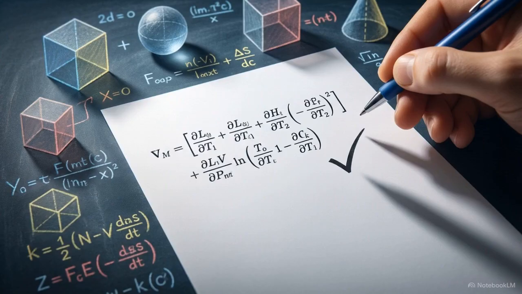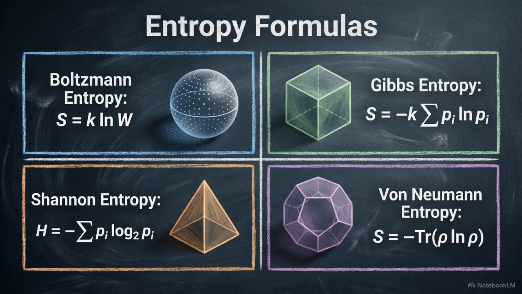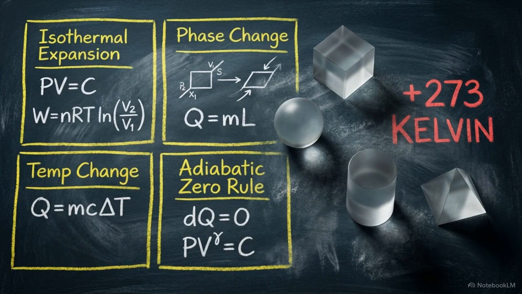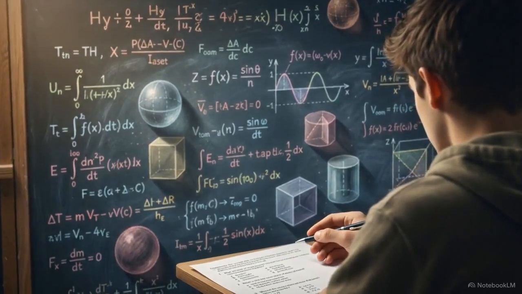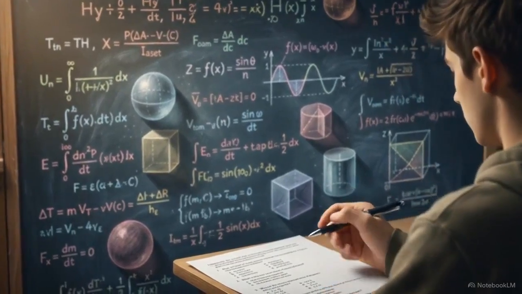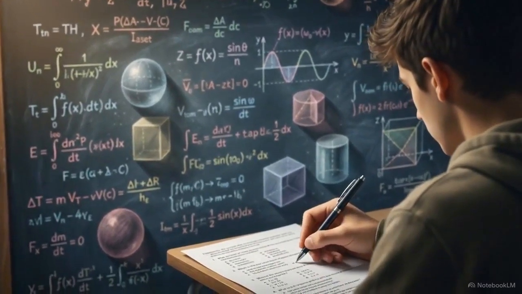You now have a complete framework for translating descriptive text into precise thermodynamic calculations. Refer to this summary for your final review. These 4 formulas and the Kelvin conversion rule cover the majority of entropy variations found in the HSC syllabus. Apply this framework to the practice question provided in the pinned comment. Approaching these creative questions with a systematic mathematical logic allows you to navigate the exam with clarity and precision.